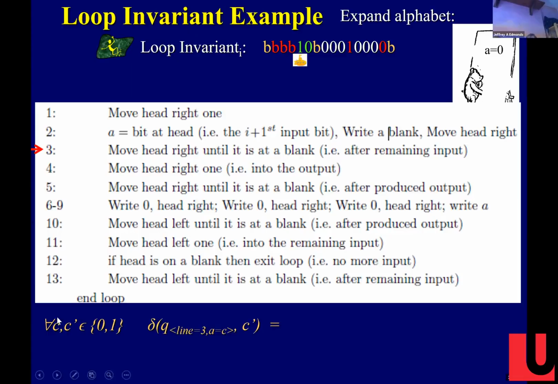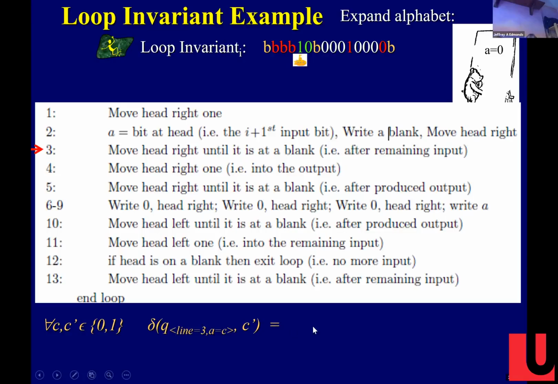If it's not a blank, then the C prime that I'm reading is either a 0 or 1, i.e. it's not a blank. And now, what do I do if it's not a blank? Well, I move my head right. All I do is move my head right. Everybody see that?